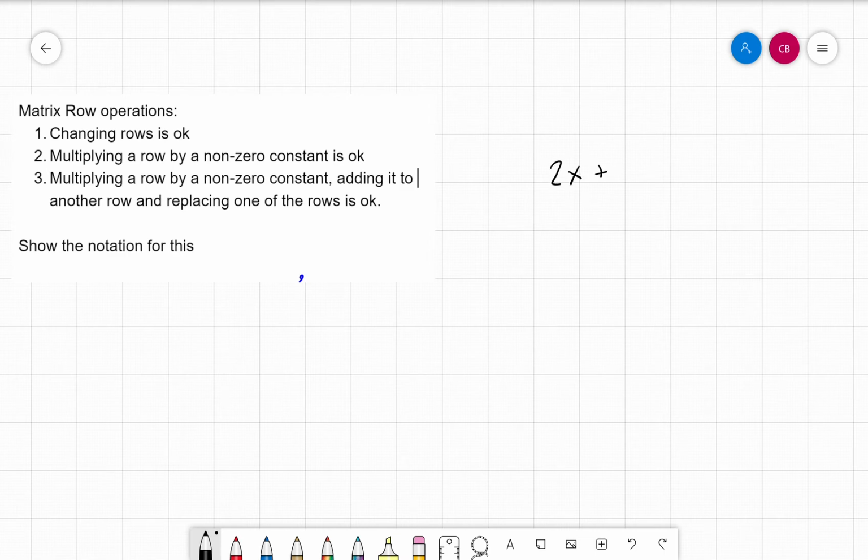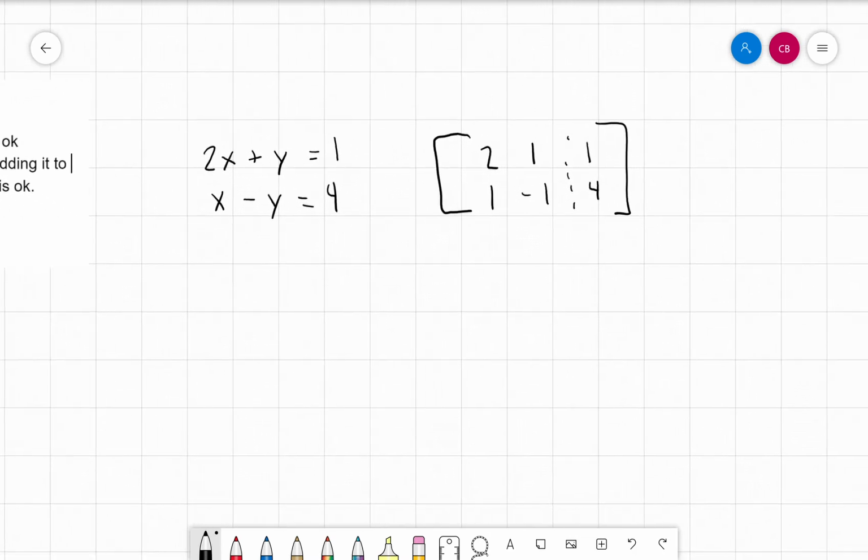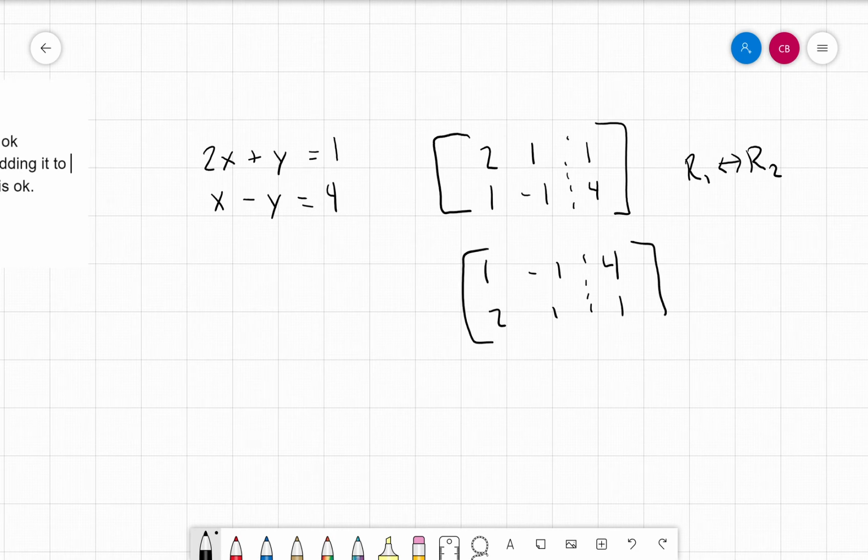If you have 2x plus y is equal to 1, x minus y is equal to 4, and you have this in matrix form, 2, 1, 1, 1, negative 1, 4, then you can do a row swap. So this means you can do row 1 swapped with row 2, and so we have the following matrix: 1, negative 1, 4, 2, 1, 1. Okay, and these are equivalent to one another.